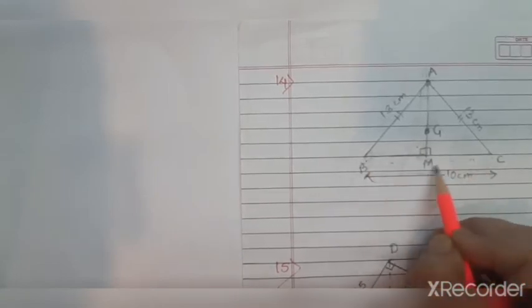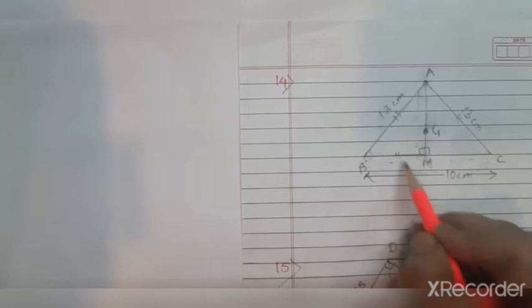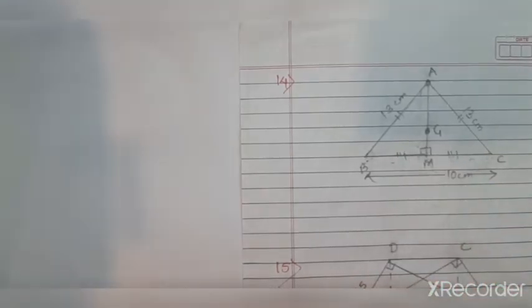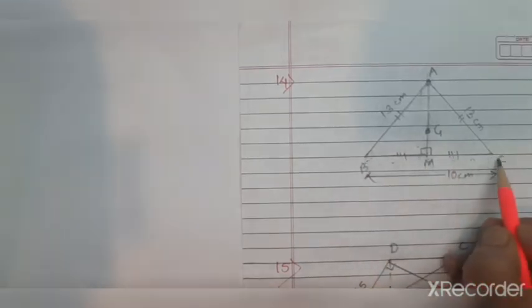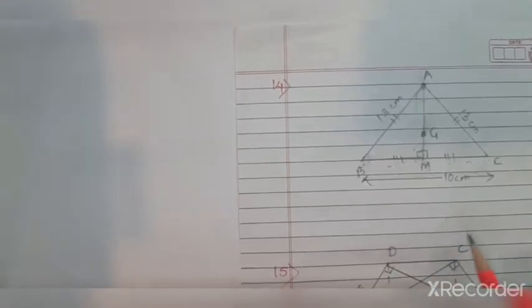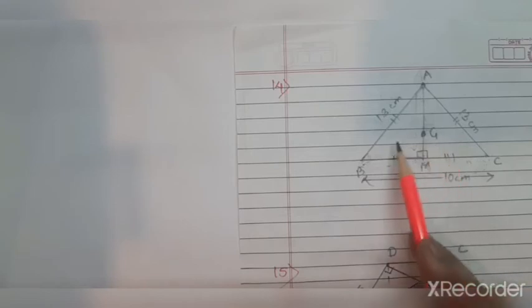BM is congruent to CM. We can write the reason: corresponding sides of congruent triangles. The remaining sides of congruent triangles are also congruent. So BM is congruent to CM, and the reason we'll give is CSCT. After proving these two triangles are congruent, BM is congruent to CM.